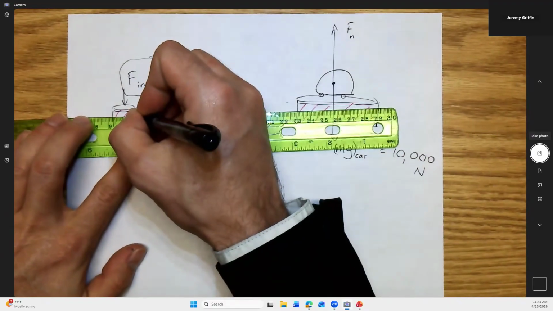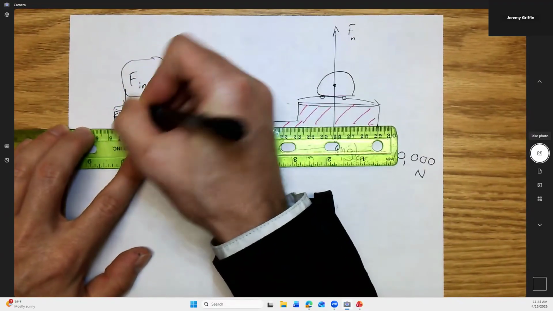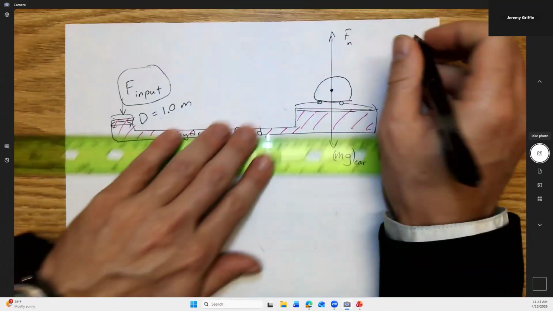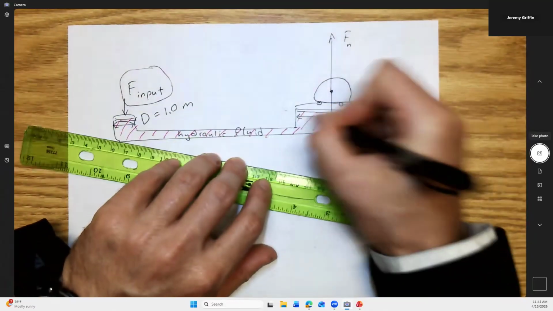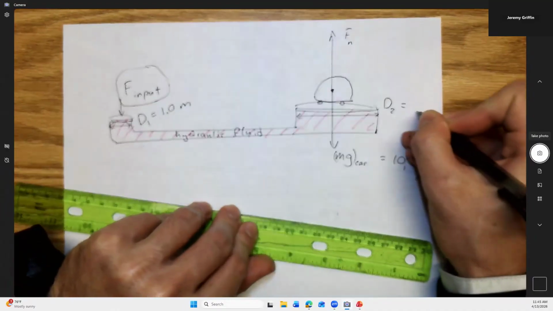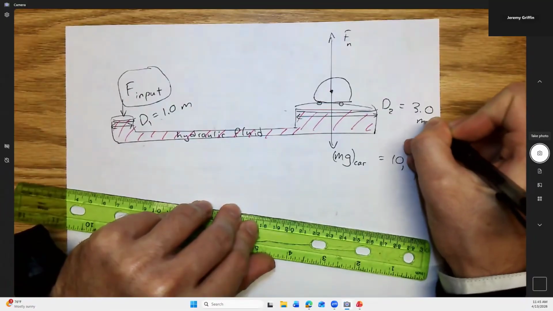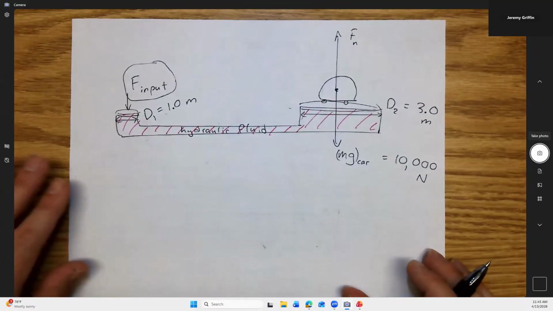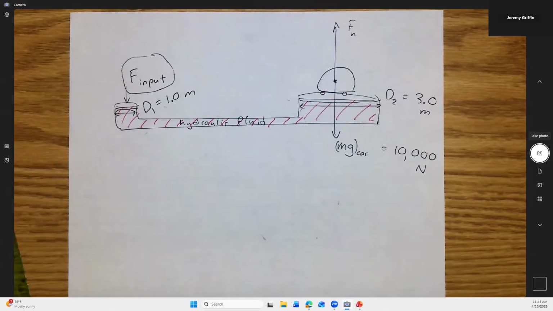So it's going to be a little tricky. See who catches this. Let's say this left diameter is exactly 1 meter. Let's say the right diameter, called D1 and D2, is 3 meters. You guys got those two diameters? Go ahead and solve: what input force do you need to lift that car? I'm giving everybody a head start here.